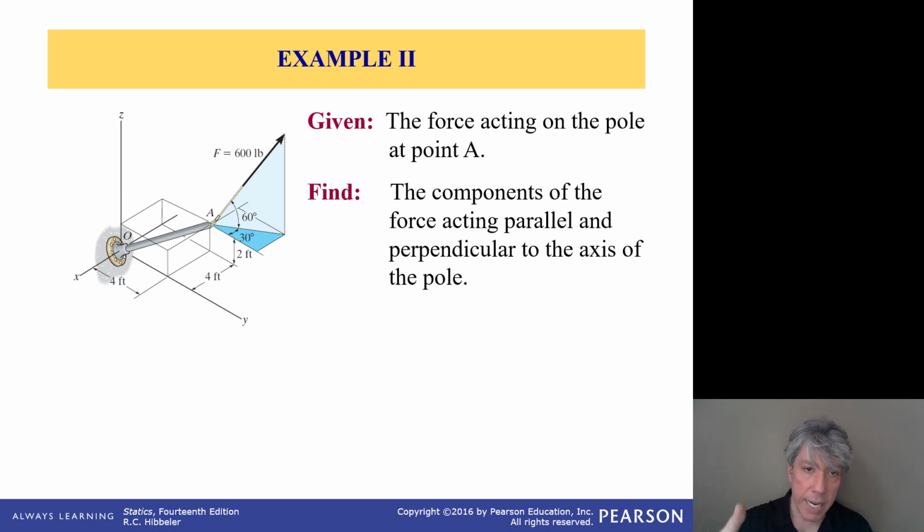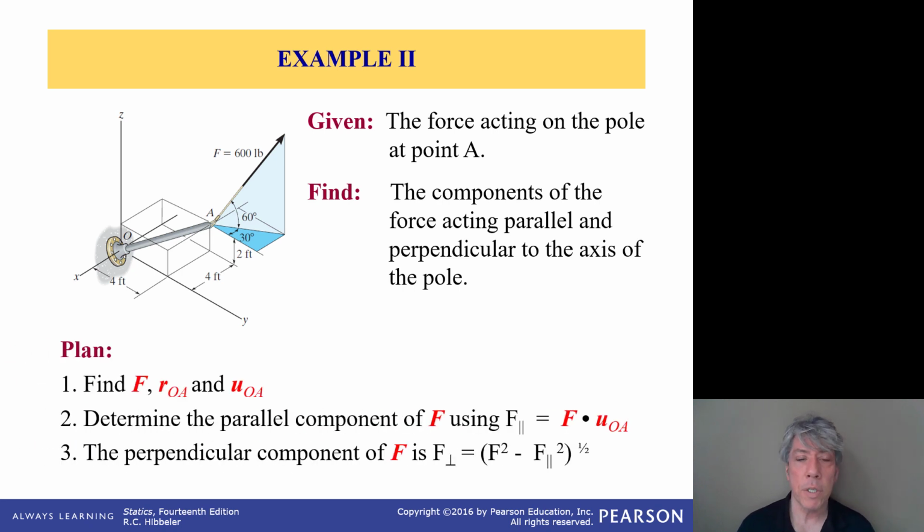But that plane that contains F and contains that 60-degree angle is in a plane going through z, but at an angle to the y-axis. In fact, that angle is 30 degrees. So we're supposed to find the force acting on the pole, we're given that. We're supposed to find the components of the force that are parallel and perpendicular to the axis of the pole. So the first thing we'll do is find force F, determine the position vectors and the unit vectors. Then we'll determine the parallel component using the dot product, and then the perpendicular component by subtraction.